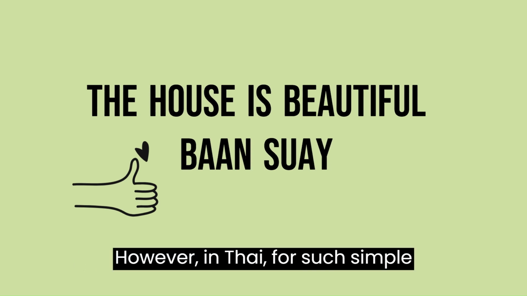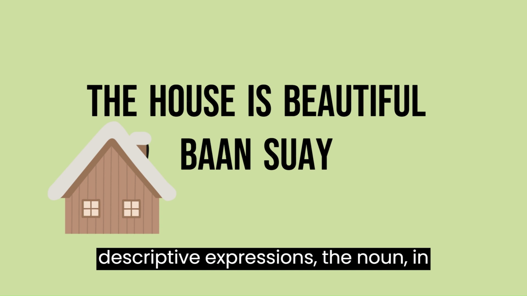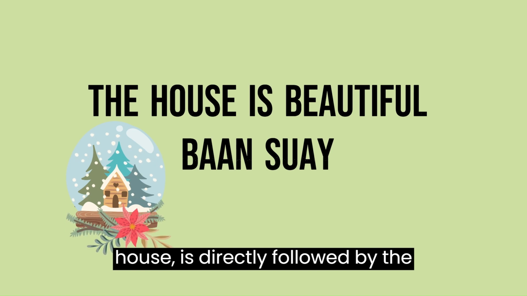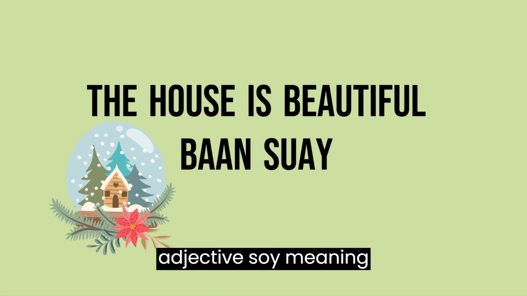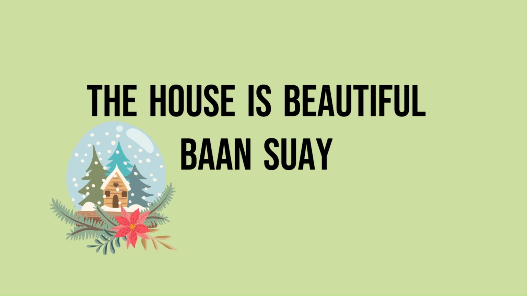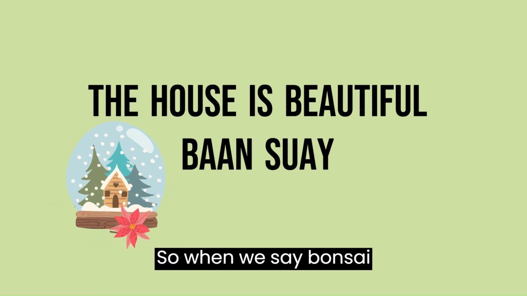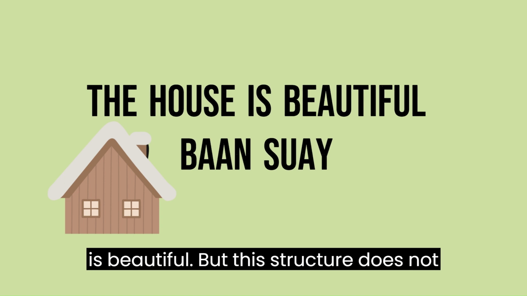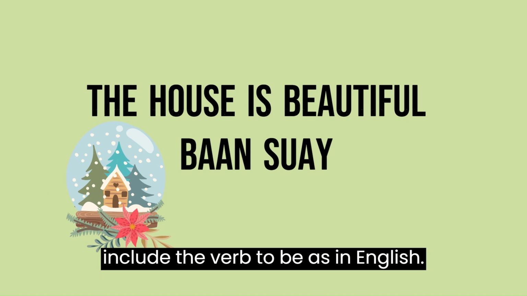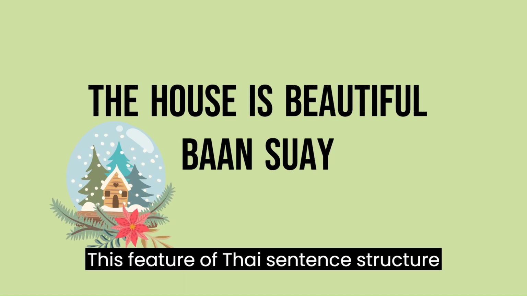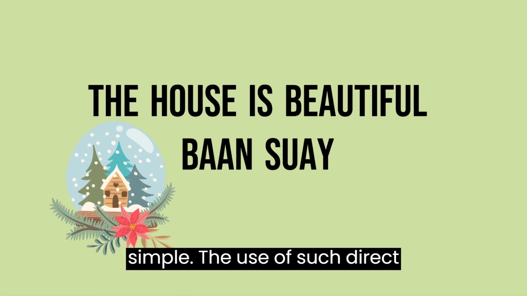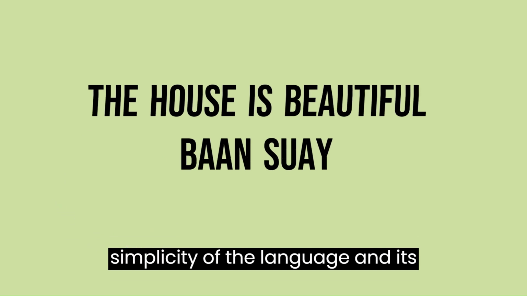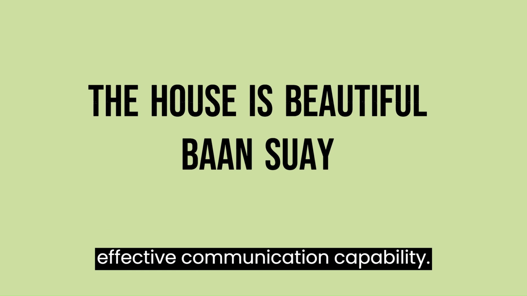However, in Thai for such simple descriptive expressions, the noun, in this case บ้าน meaning house, is directly followed by the adjective สวย meaning beautiful without the use of a verb. So, when we say บ้านสวย in Thai, it conveys the meaning the house is beautiful, but this structure does not include the verb to be as in English. This feature of Thai sentence structure makes descriptions more direct and simple. The use of such direct descriptions in Thai reflects the simplicity of the language and its effective communication capability.